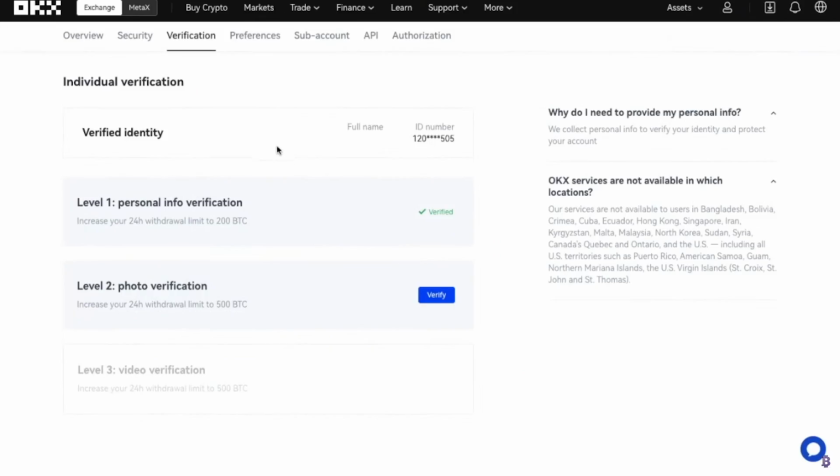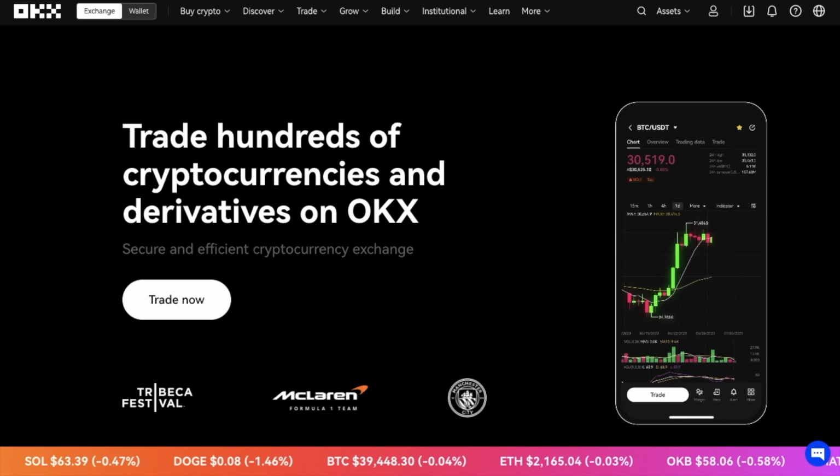When you create an account with OKX, you're going to be asked to provide your personal information. And you may also be asked to verify this for KYC, which is known as Know Your Customer, and that's a standard for most crypto exchanges. Now I've already got an account, so I'm just going to go ahead and log in now.